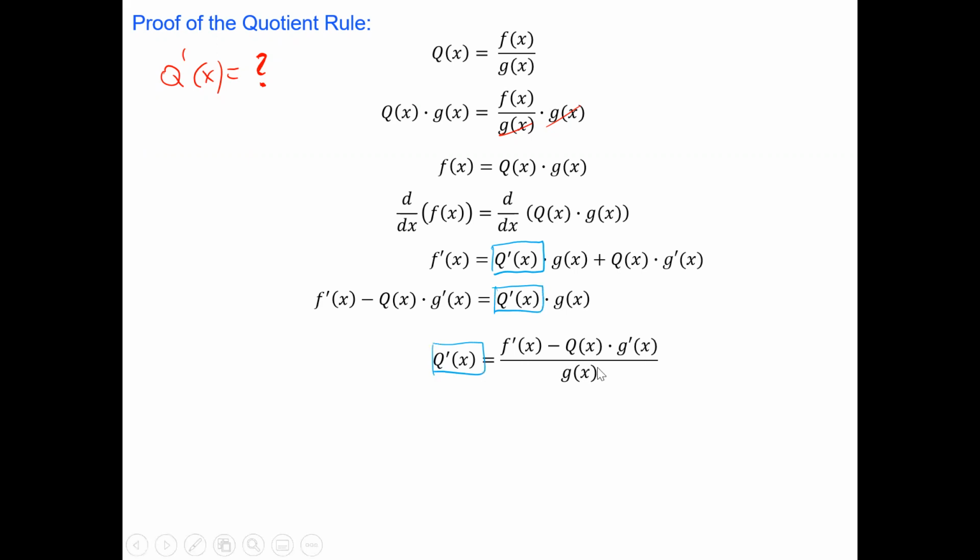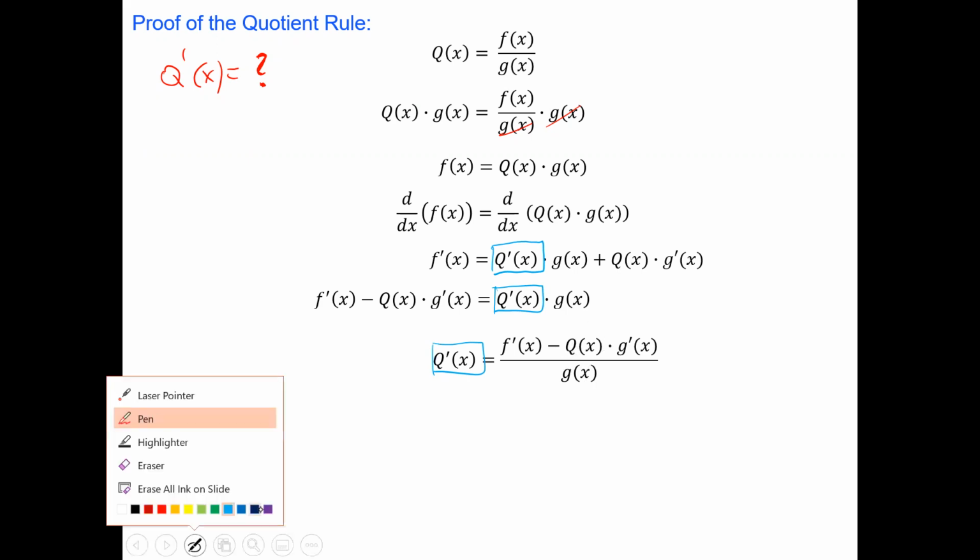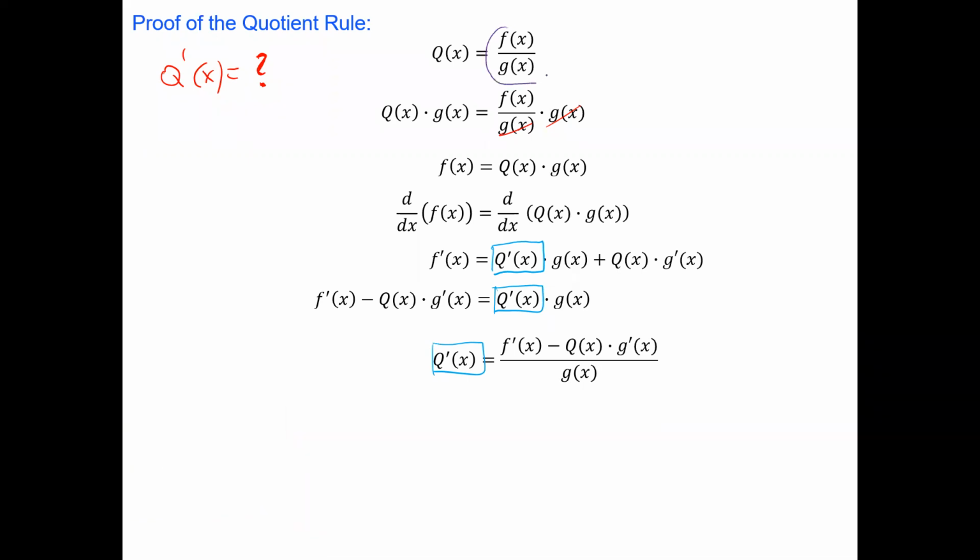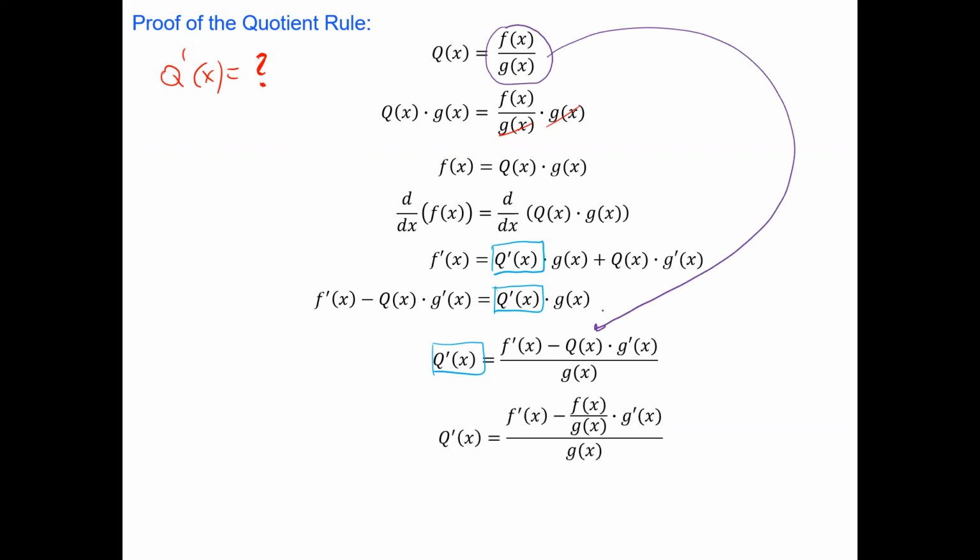Okay, we're almost there. We have f prime, we have g prime, we have g of x, but we also have q of x. Because we want everything in terms of f and g, I will substitute f of x over g of x instead of q of x.